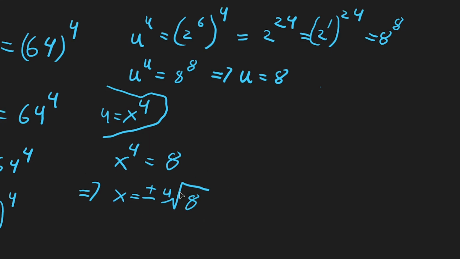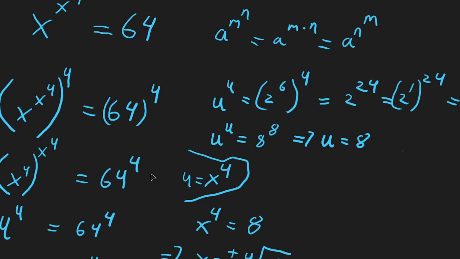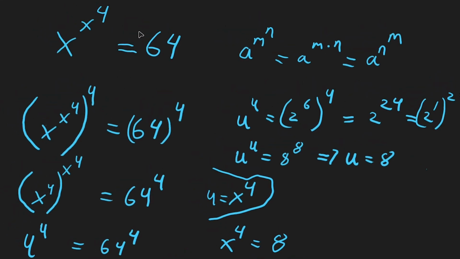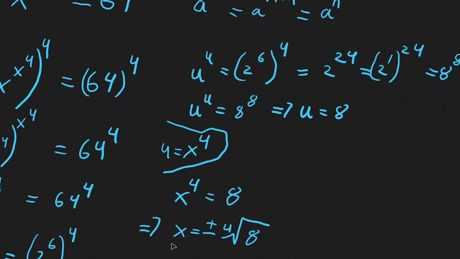So this is a solution. We can test it by putting it into the start equation here, and we will get 64. And these are the only solutions because we can see that the function is monotonically decreasing when x is less than -1. It's monotonically growing when x is greater than 1, and in between it will never become more than 1. So this is two solutions, and they are the only solutions.